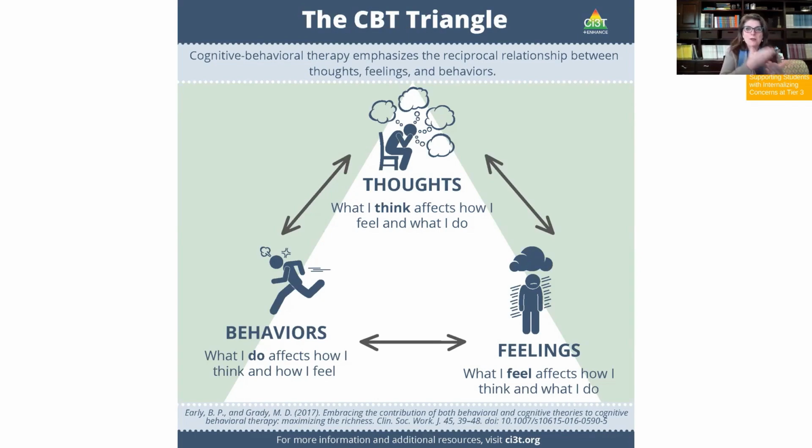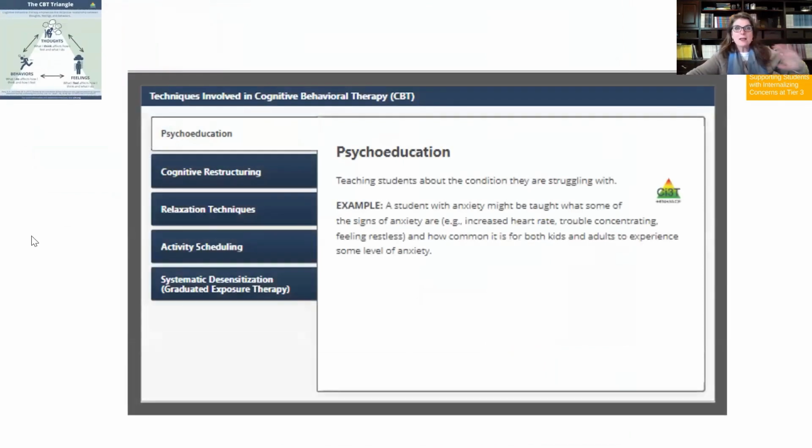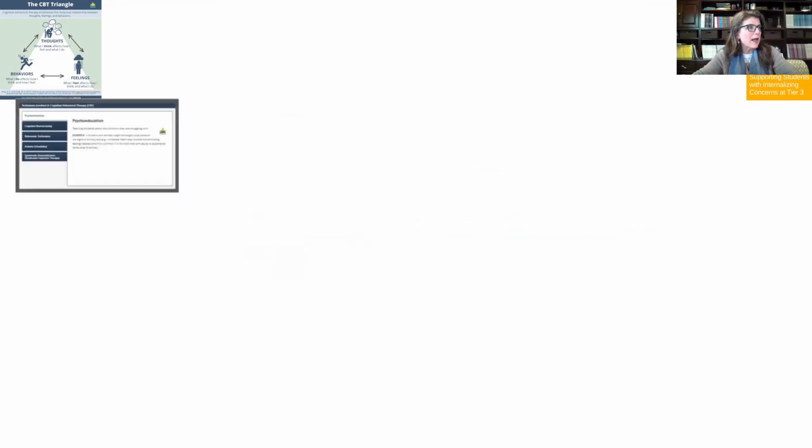So we can interrupt all those persistent negative thoughts. And part of what you can access in this resource is to go through these different techniques that are involved in cognitive behavior therapy. And again, we're not asking teachers to do these, but be aware that these are possibilities. And at the district level or the school level, this might be the time to think about what we can incorporate at tier 2 and tier 3, and who would be the best professionals to make that happen.